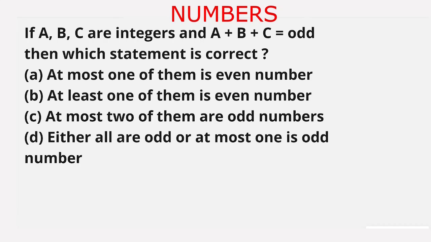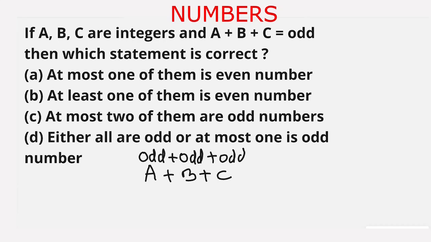Now I am solving the question and you just observe it and then we will reach some conclusion. a plus b plus c is odd. How can this sum of three be odd? Odd plus odd plus odd. This is one condition in which the sum of these three can be odd, and odd plus even plus even. These are the only two conditions in which a plus b plus c can be odd.